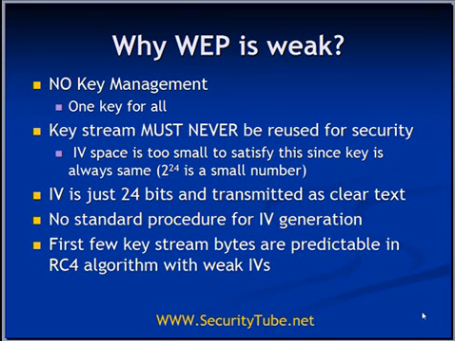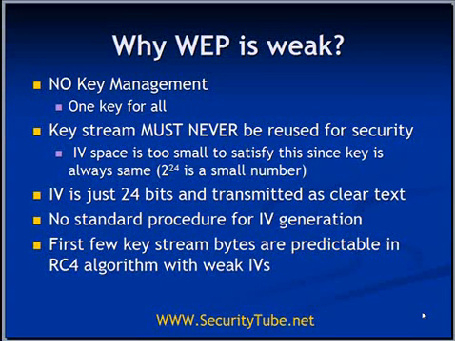One more problem with WEP is that the first few key stream bytes are predictable in the RC4 algorithm with weak IVs. The way the RC4 algorithm is implemented in WEP is flawed, and because of these flaws and the weak IVs going clear text, there is one very famous attack, the FMS attack. According to the FMS attack, there are a few IVs or initialization vectors which are weak, and when these initialization vectors are used in the packet, the first few bytes of the key stream are predictable.